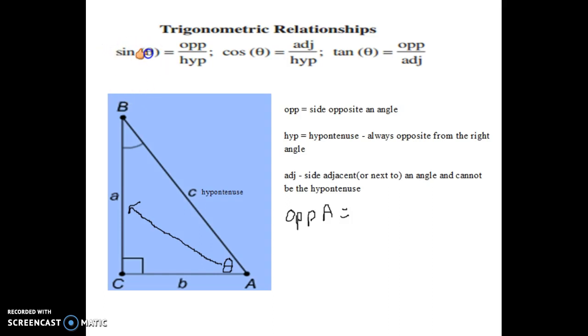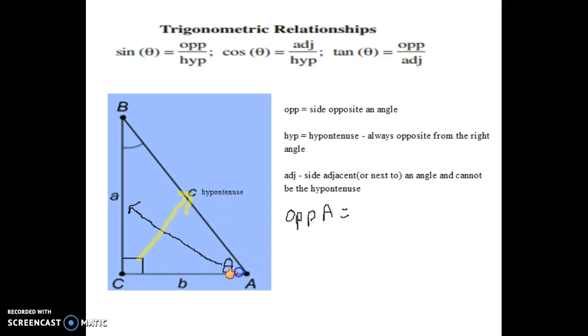So the sine of any angle is the opposite side over the hypotenuse. It's just a ratio. The cosine of any angle is the adjacent side over the hypotenuse, and the tangent of any angle is the opposite side over the adjacent. So, depending on the angle that we're talking about, the opposite and adjacent side changes. Okay, your hypotenuse never changes. The hypotenuse is always opposite the right angle.